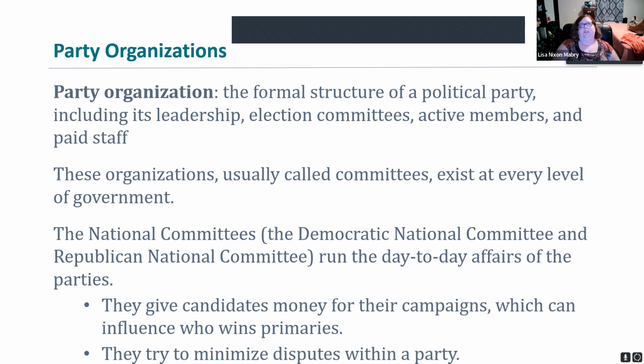If there are two candidates and the political party is kind of split on them, they might try to meet with those political candidates and see if they can come to some kind of arrangement. Maybe they run on the same ticket, maybe one person drops out and backs the other person.